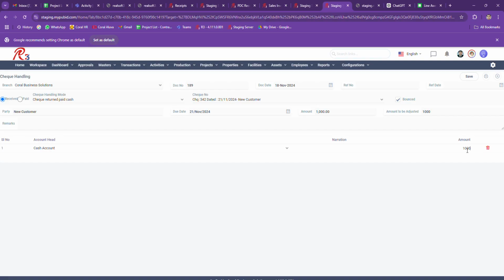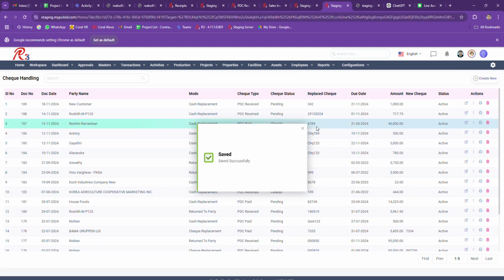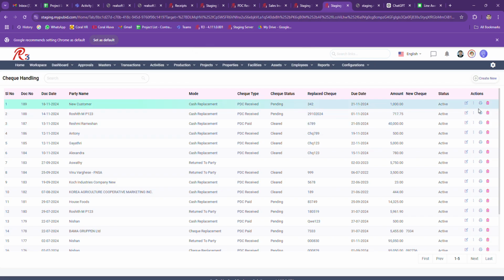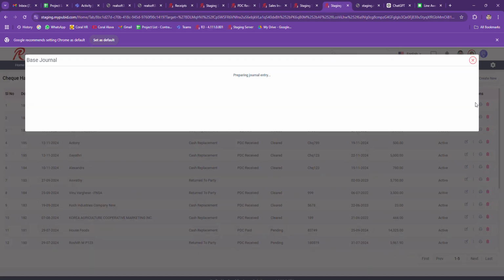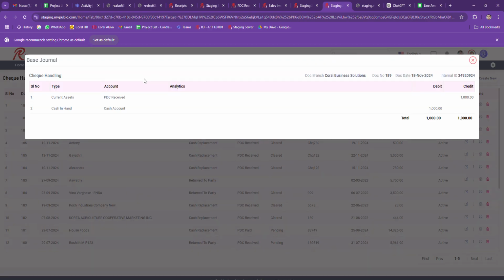You can specify. So you may need to put another entry for those kinds of things. Okay, so now this 1000 is there. If you make this entry, here you can see the base JV. See, PDC account to the cash account.